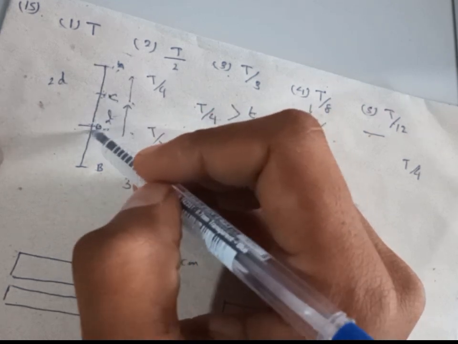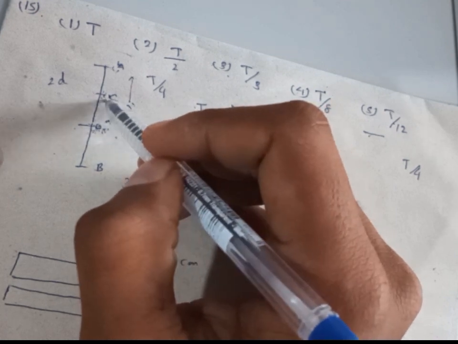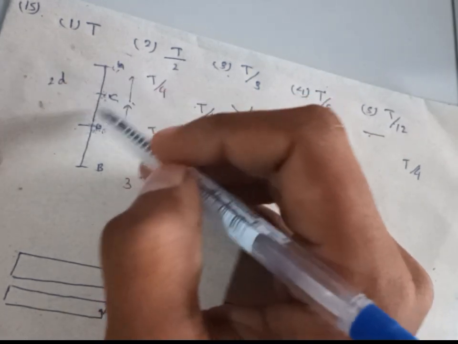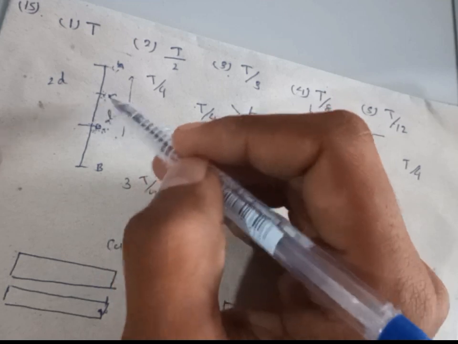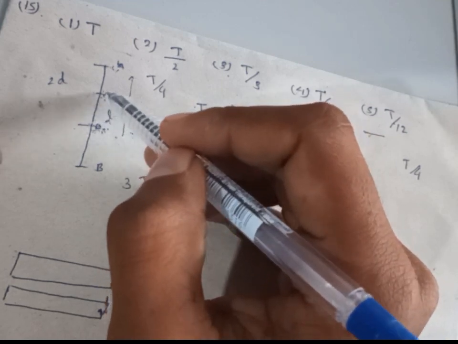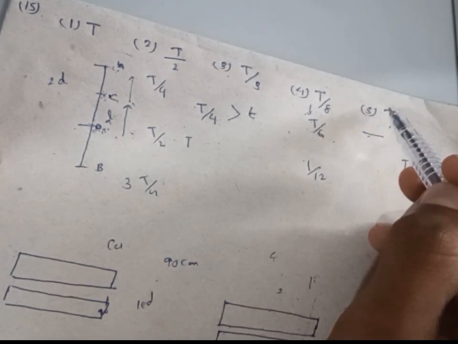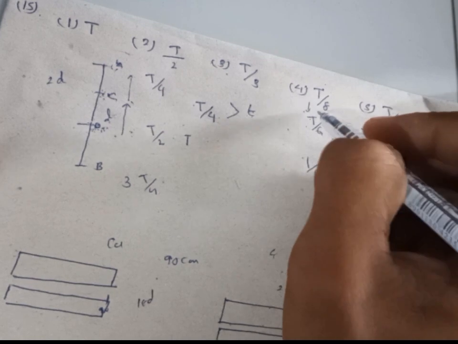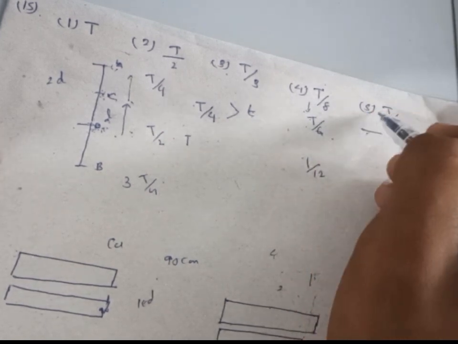So if it was traveling with T by 4, this has to be traveling with T by 8 if they were moving with a constant velocity. And you know that in a simple harmonic motion, we won't have constant velocity. Even constant acceleration is not present. The acceleration is going to vary. So it cannot be T by 8 also. Your answer is T by 12. And if I had T by 6 instead of T by 8, again our answer is T by 12.